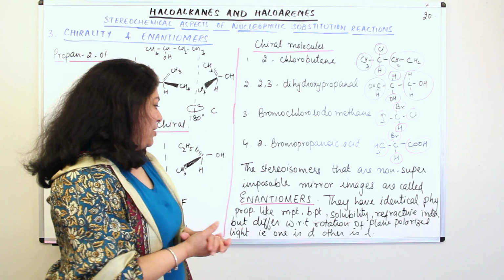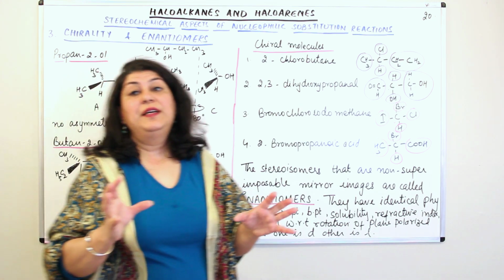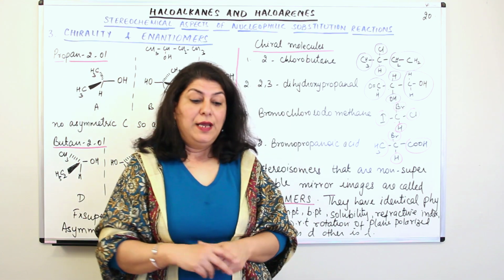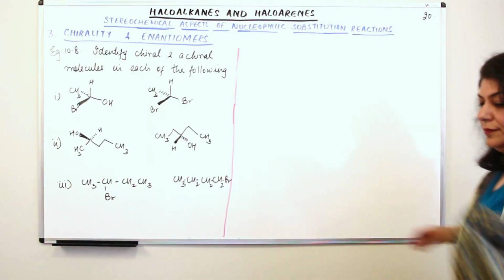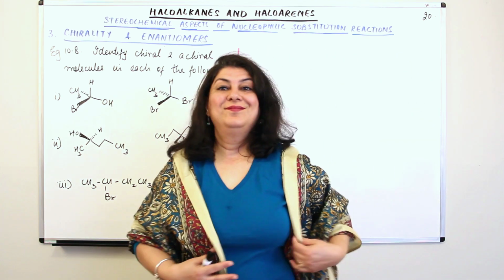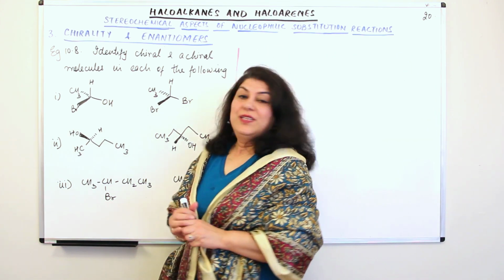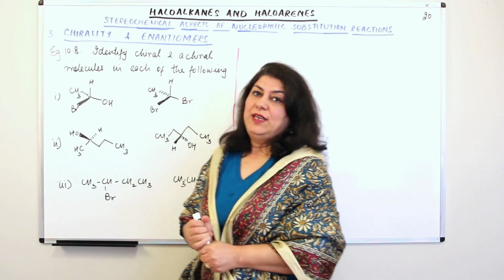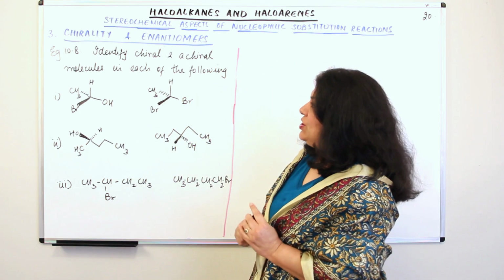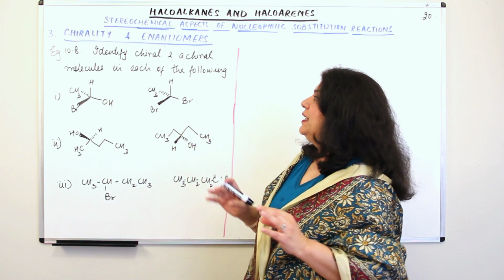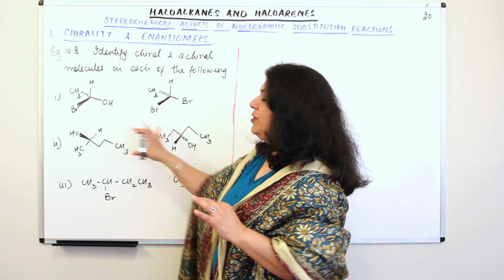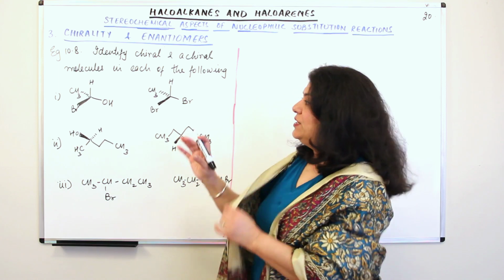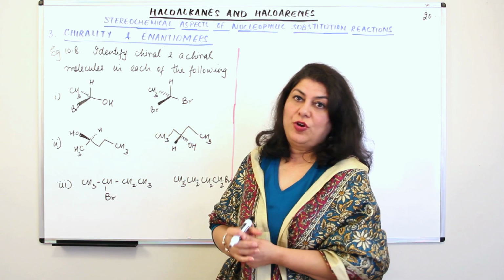So this was about enantiomers and how they differ in their optical activity. Now we'll do one solved example. Give me a moment to write it down. Now this is example 10.8 of your textbook. The question reads, you have to identify the chiral and achiral molecules in each of the following. There are 3 pairs of molecules given to you. You have to identify which one of these is chiral and which is not chiral.